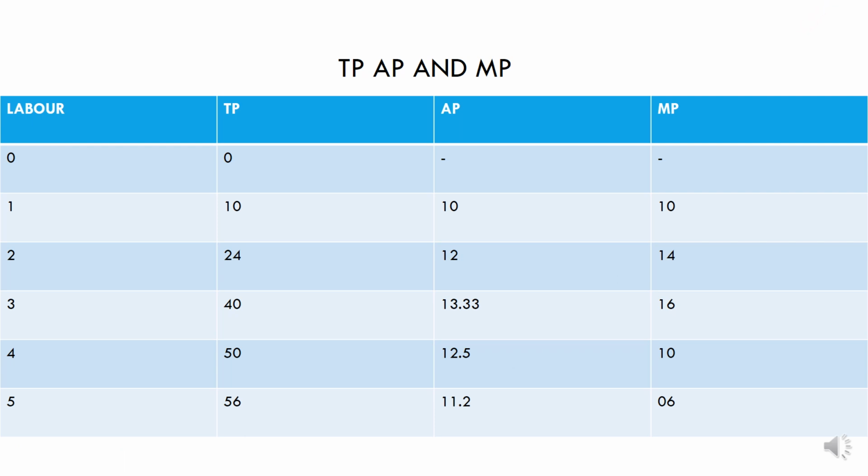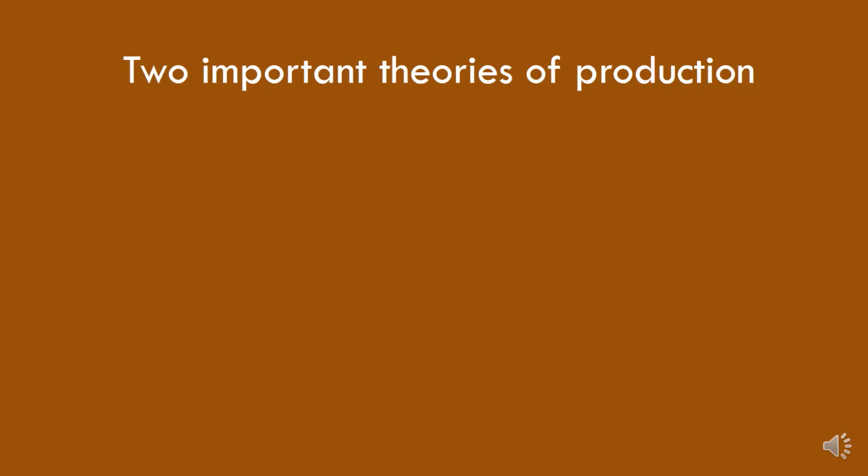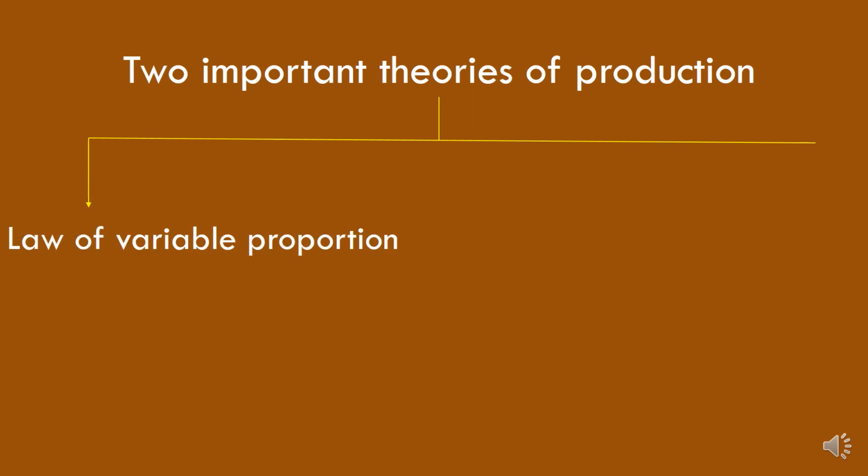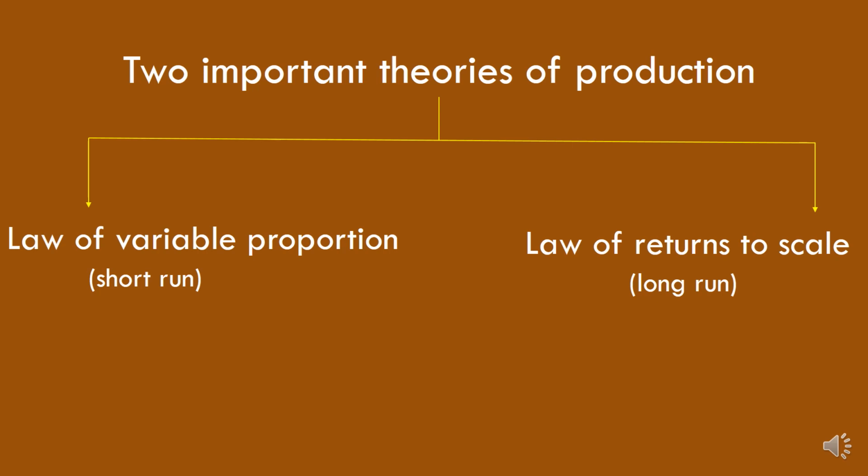Now let's move on to the next concept. In this chapter, we study two important theories of production. One is the law of variable proportion, which we are going to study in the short run analysis. The other is the law of returns to scale, which we study in the long run analysis.